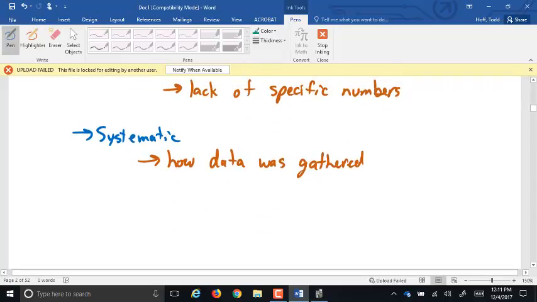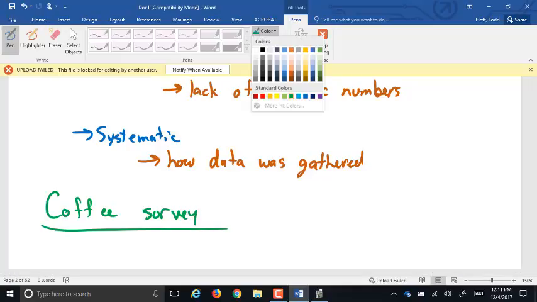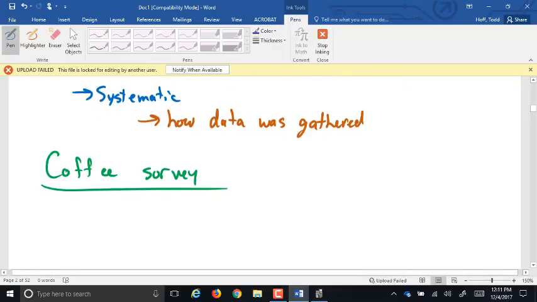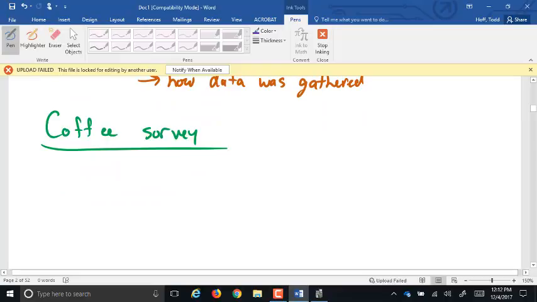The example that's given in the book is a coffee survey. They surveyed and they stated, I don't remember the number they gave here now, they're saying 45% of pedestrians in this city are carrying coffee.